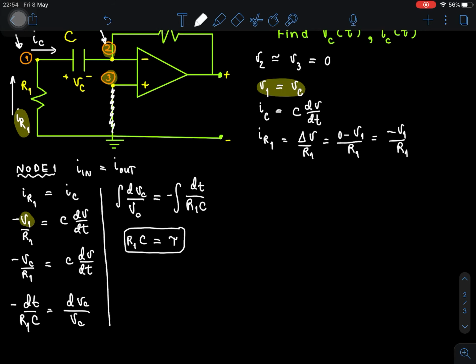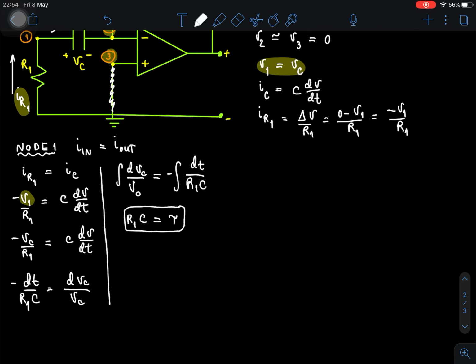Alright, so taking the integral of that, we have the natural log of Vc equals negative t by tau plus a constant k. We take the anti-natural log, and we have Vc basically equal to e to the power of negative t by tau plus k, and we can write that as e to the power of negative t by tau times e to the power of k.